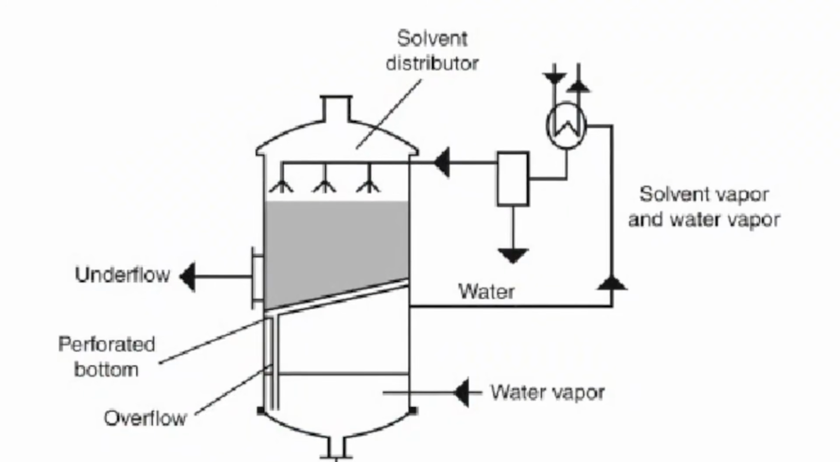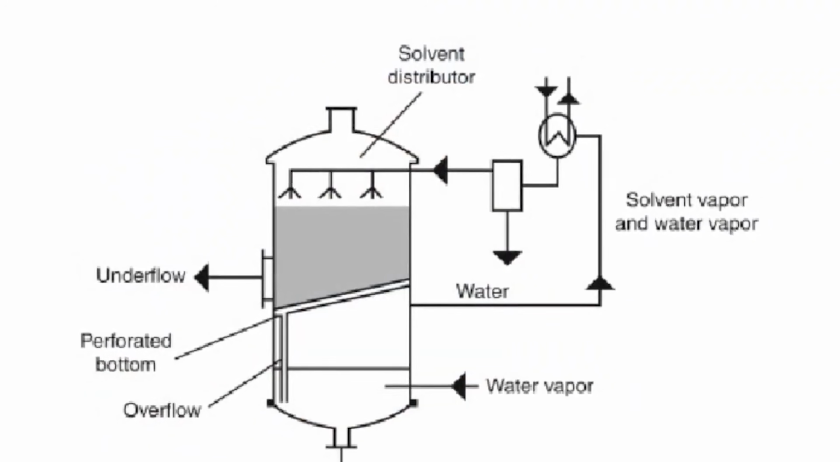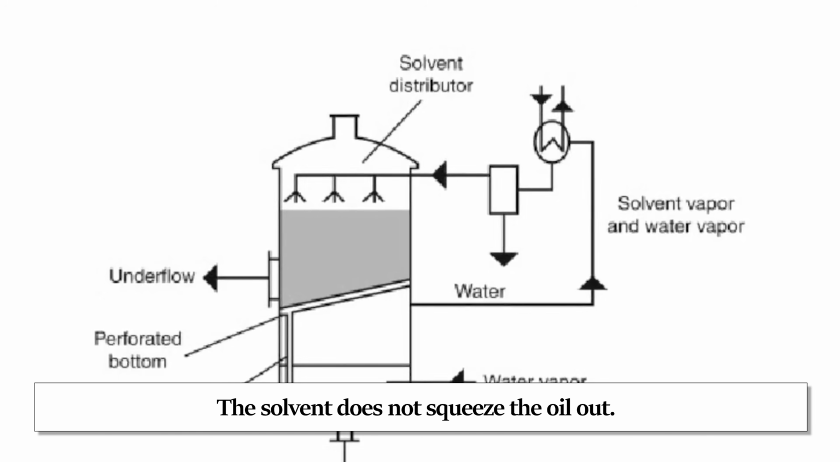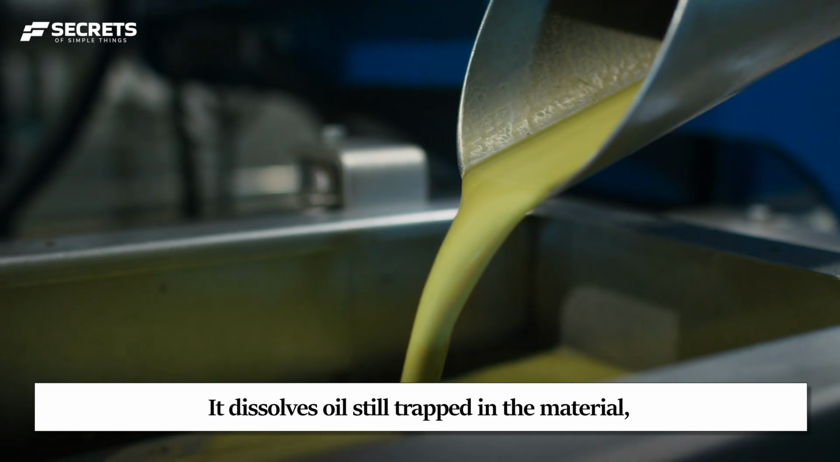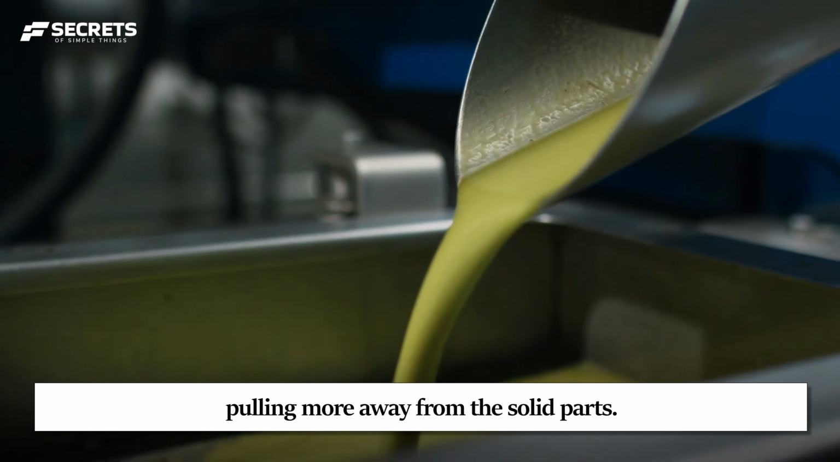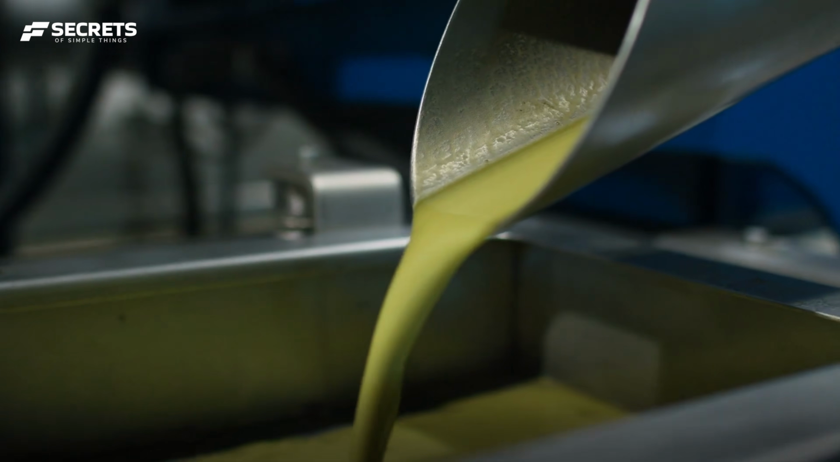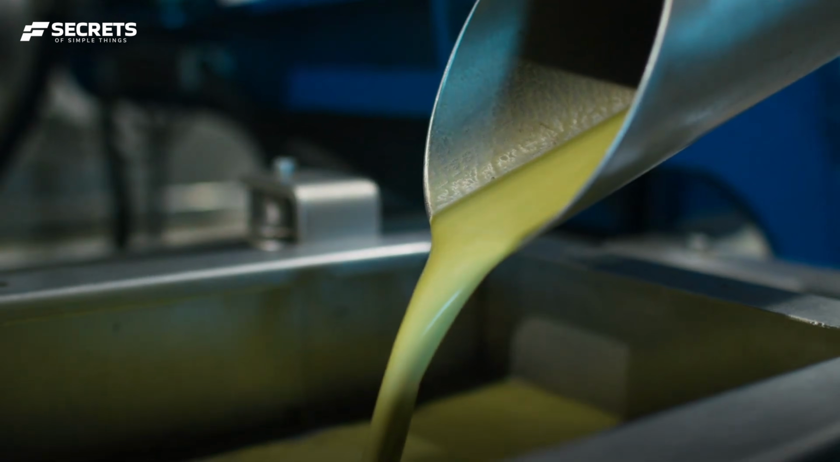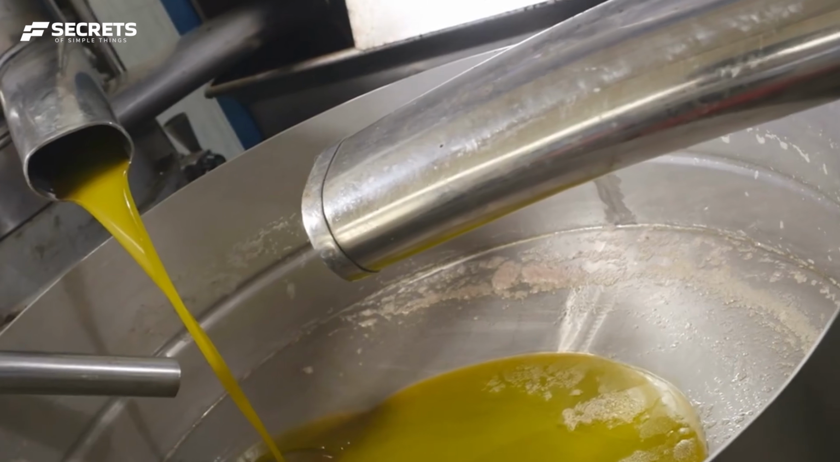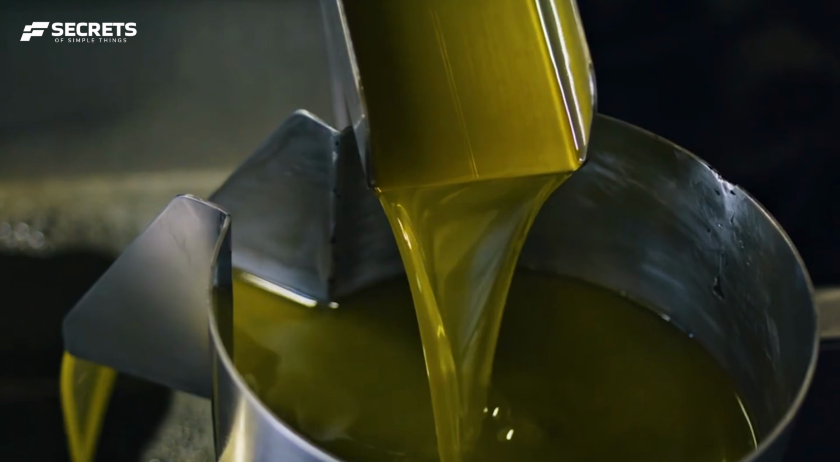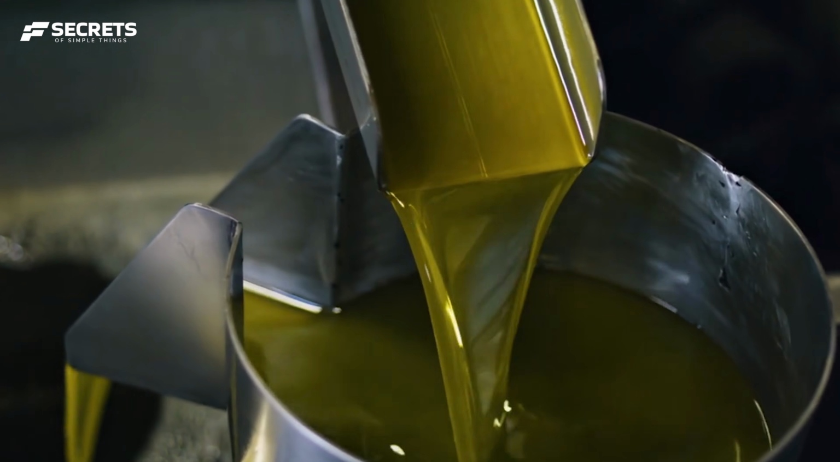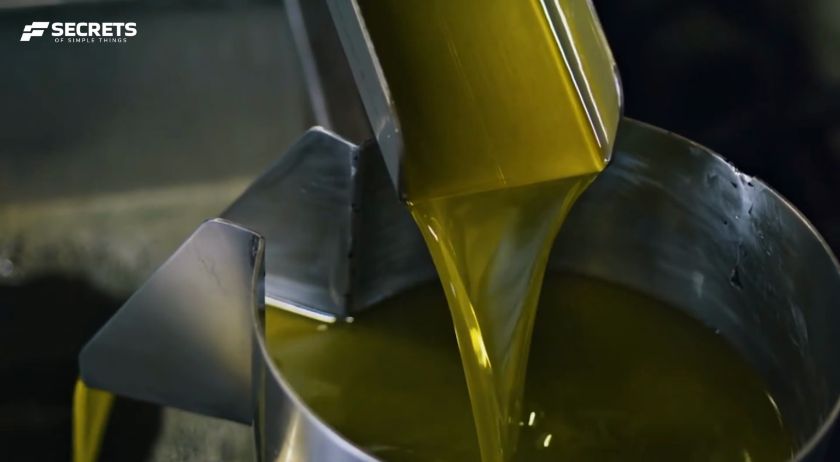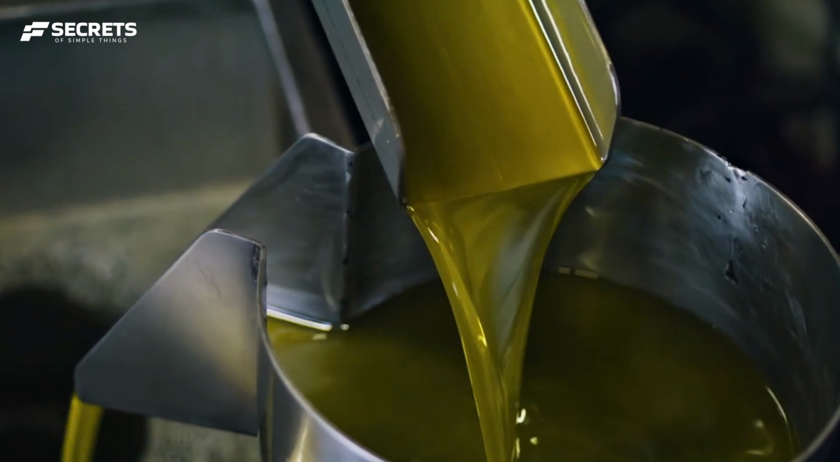In this method, the crushed plant material is exposed to a solvent, commonly hexane. The solvent does not squeeze the oil out. It dissolves oil still trapped in the material, pulling more away from the solid parts. This can sound alarming because people do not imagine chemistry when they picture cooking oil, but the purpose is efficiency, not mystery. After the oil has been dissolved, the mixture is heated so the solvent can be separated, recovered, and reduced to trace levels under applicable food safety standards before the oil becomes a finished food product.